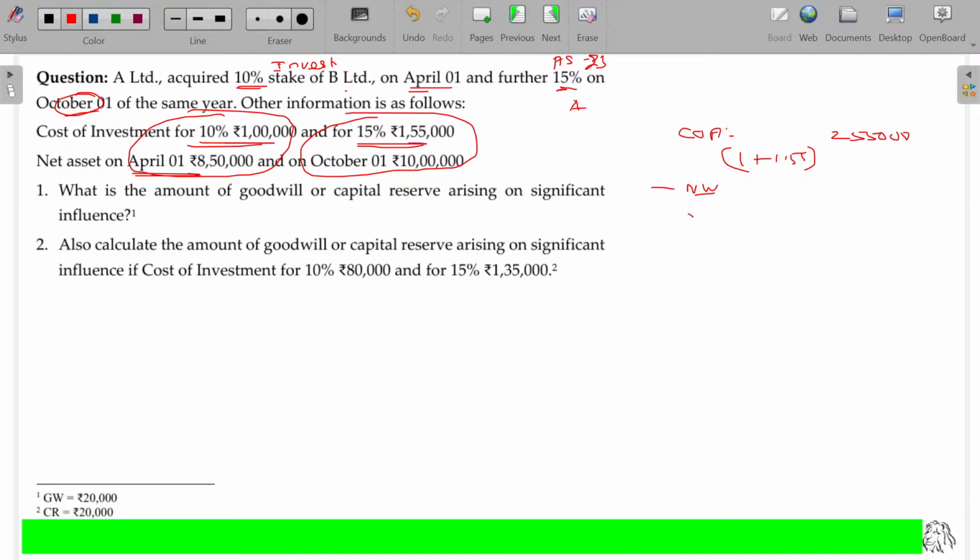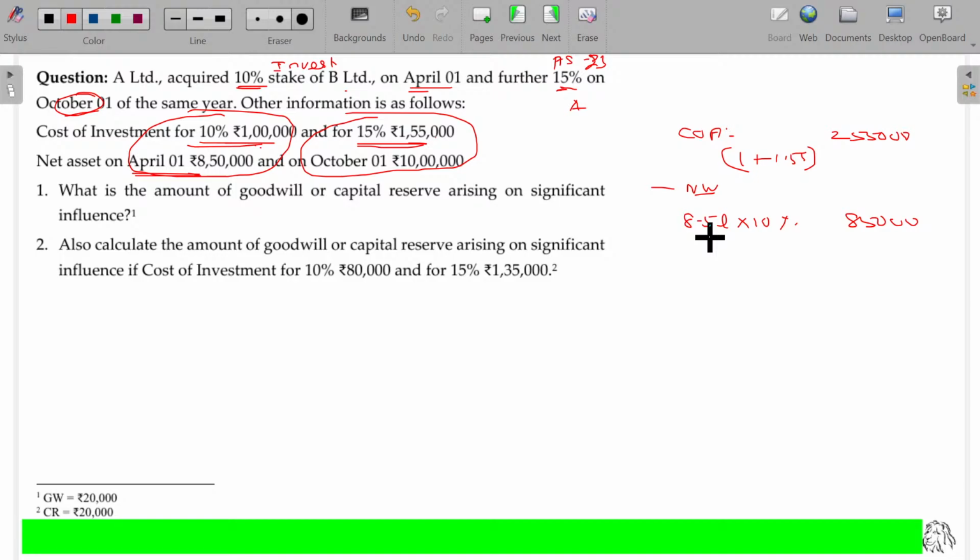So for the 10%, of 8.5 lakhs, your holding will be 85,000. Another 15% we purchase by the time the net worth increases to 10 lakhs. So from April 1 to October 1, there is a sudden change in the net worth by 1.5 lakhs. Probably they could have earned a huge profit. Because of the profit, 8.5 lakhs becomes 10 lakhs.